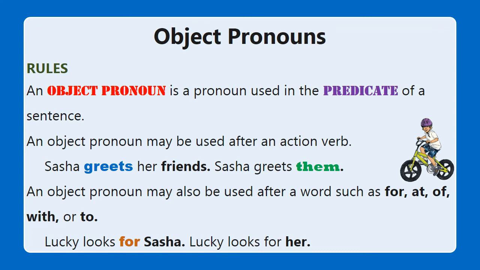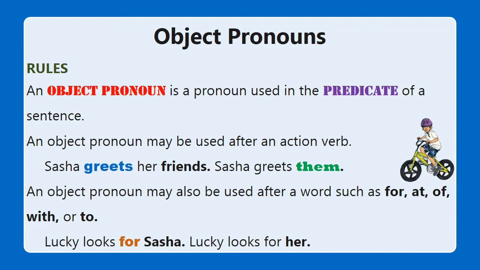But remember, object pronouns are in the predicate part of the sentence. So the word her is in the predicate part of the sentence. Okay? Now, friends, who does she greet? Friends. Let's replace the word friends with an object pronoun. What object pronoun would we use? We will use the word them. Okay?